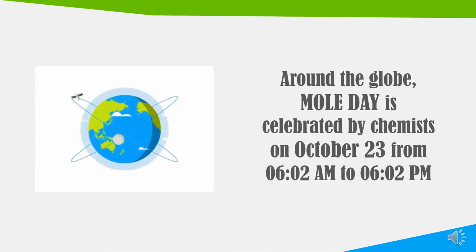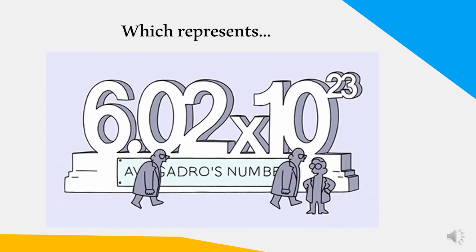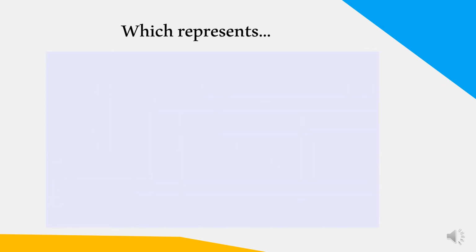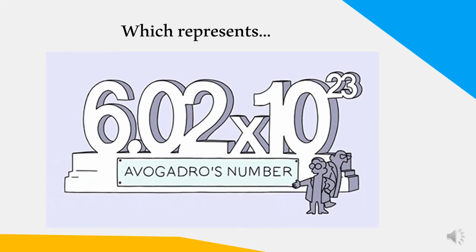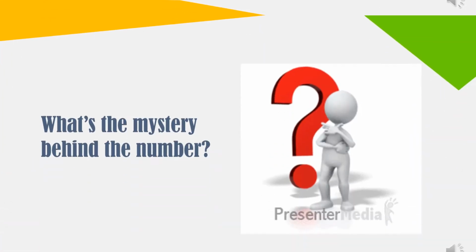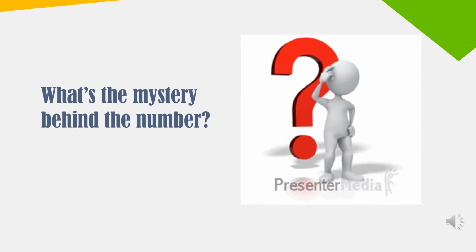Around the globe, Mole Day is celebrated by chemists on October 23rd from 6:02 a.m. to 6:02 p.m. This date represents 6.02 × 10^23, which is Avogadro's number. But what's the mystery behind this number?